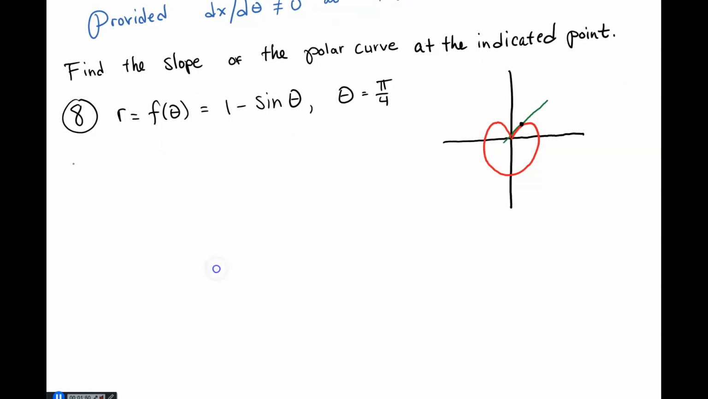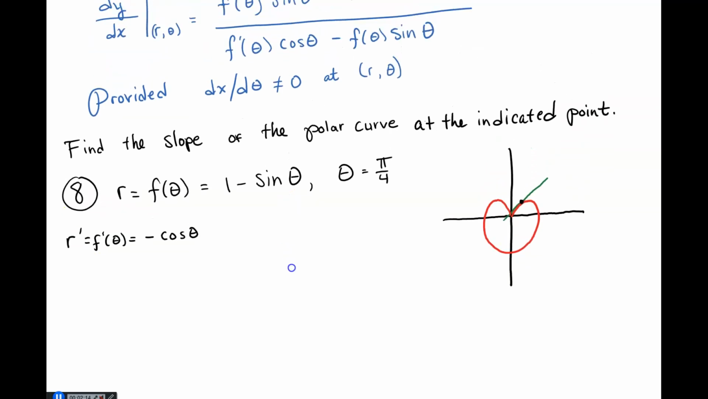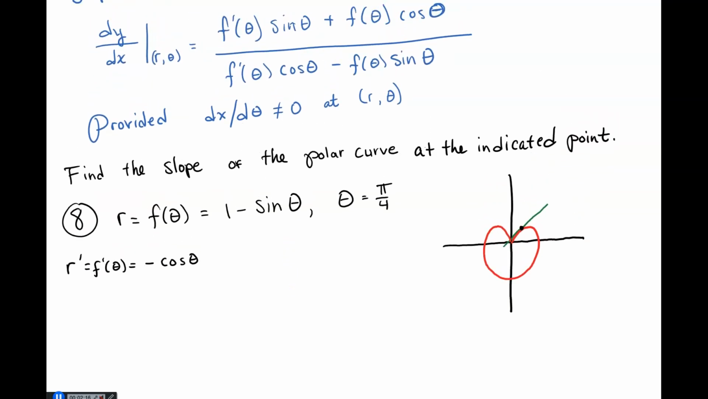The first thing that we need to do is find r prime or f prime of theta, and this is actually not terribly difficult because this is just the derivative of 1 minus sine theta. Well, the derivative of 1 is 0. The derivative of sine is cosine, but we have to keep that negative there. So negative cosine of theta is our derivative. Okay. Now that we know that, we're going to plug it into the formula that we were given up here at the top. So let's go ahead and do that.